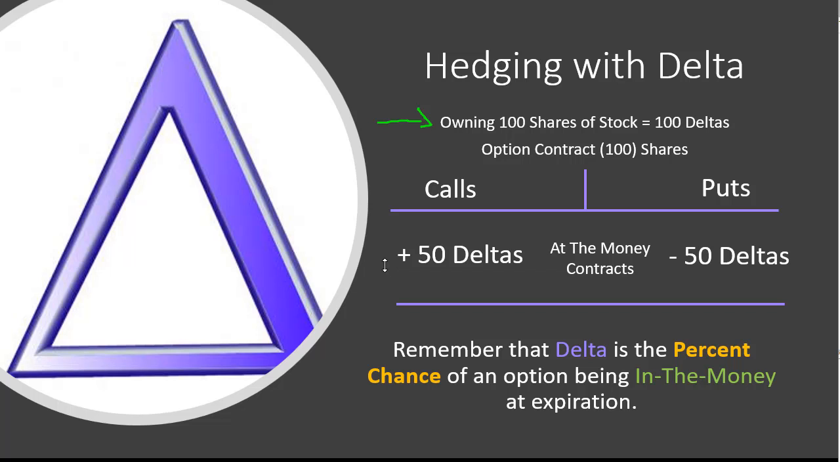And one contract of options is 100 shares, but that 100 share delta is split in two. There's 50 call deltas and there's 50 put deltas on that 100 share position. We essentially take options and split the stock trade in half, and we have the bullish side and the bearish side in the trade. So an at the money contract has 50 call deltas, and it has negative 50 put deltas.